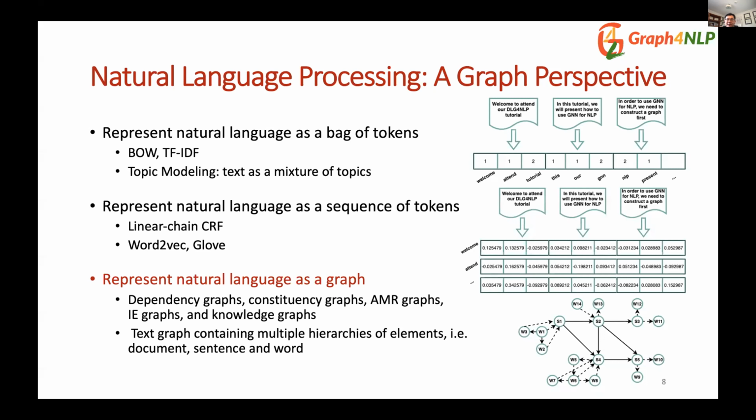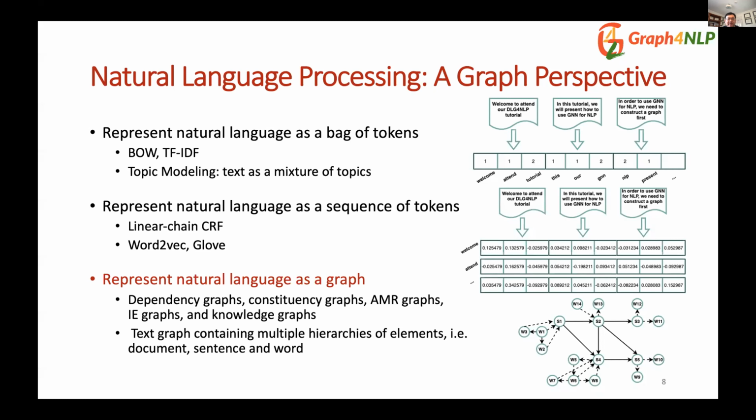Once we have these different sentences or documents, we tend to represent each sentence or document using a sparse vector, where each slot is a token. We count how many times the token appears in the whole corpus. Then, using this sparse vector representation, you can use either bag-of-words or TF-IDF to represent each sentence, and then use that for downstream tasks such as text classification. Of course, you can also use topic modeling to represent the text as a mixture of topics.